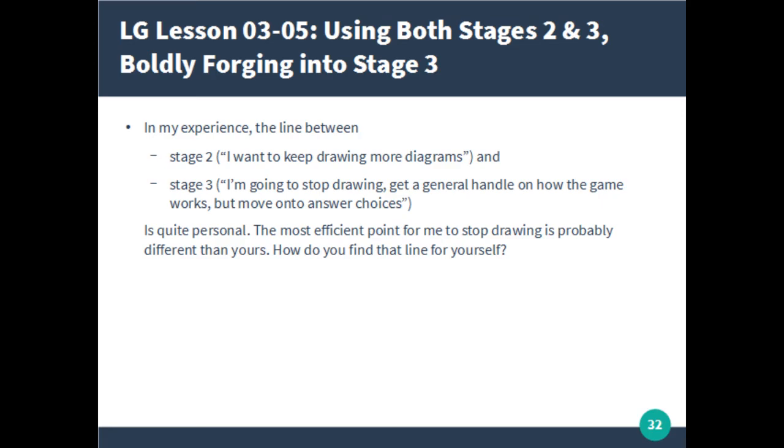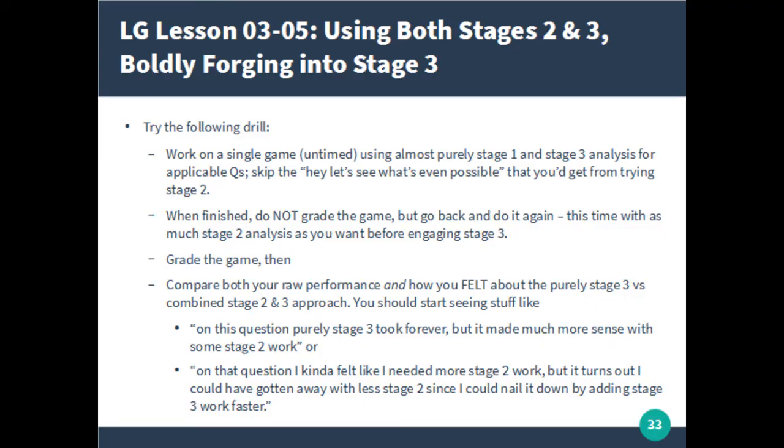So for that, I do have a proposition for you. For the past 10 years or so, I have been setting students off on the following drill, and it's had pretty good results, if I do say so myself. Try this. Work on a single game, untimed, using almost purely stage 1 and stage 3 analysis. Just skip stage 2 entirely, grind out a stage 3 analysis for applicable questions. Obviously, like we said, the rule checker question doesn't really work, the rule changer question doesn't work, some of the other in-between question types may not work that well, but everywhere you can, just skip the, hey, let's see what's possible part of stage 2, and just grind out answer choice checking.